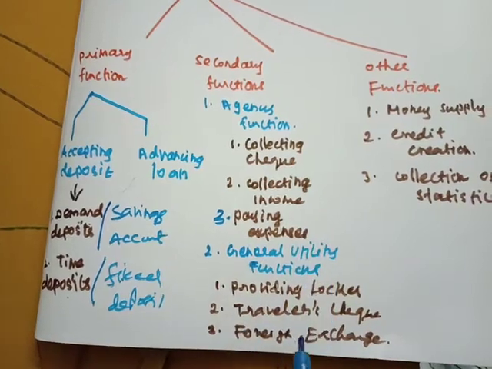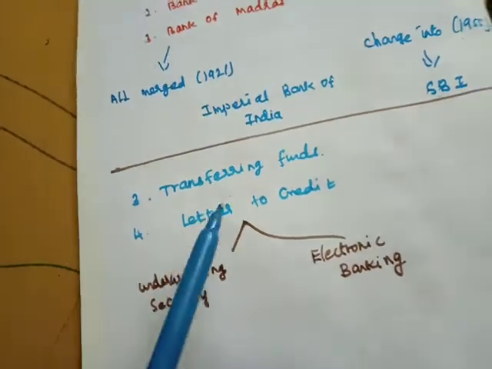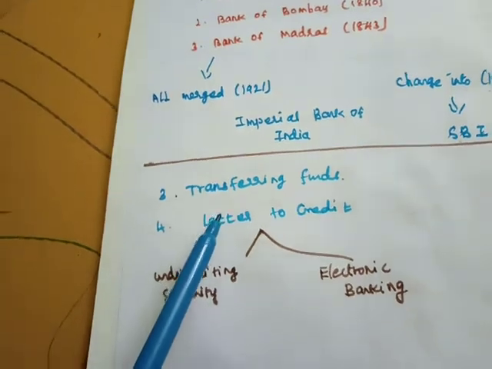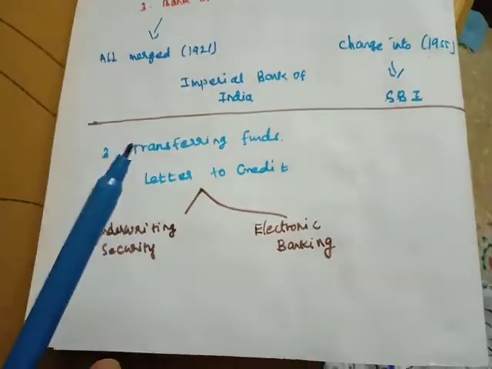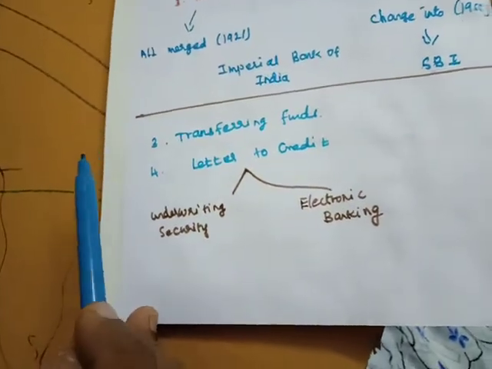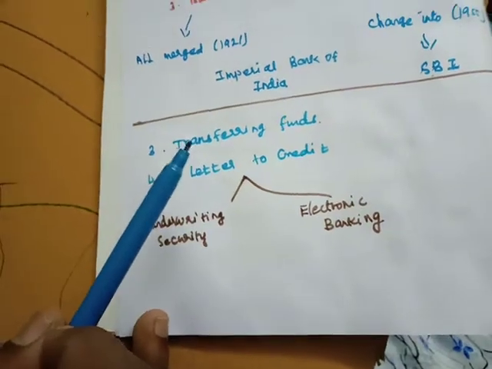And the third one is transferring funds. So it refers to transferring funds from one bank to another bank, like by online banking, transferred by means of draft and telephonic transfer and electronic transfer or online bank transfer.